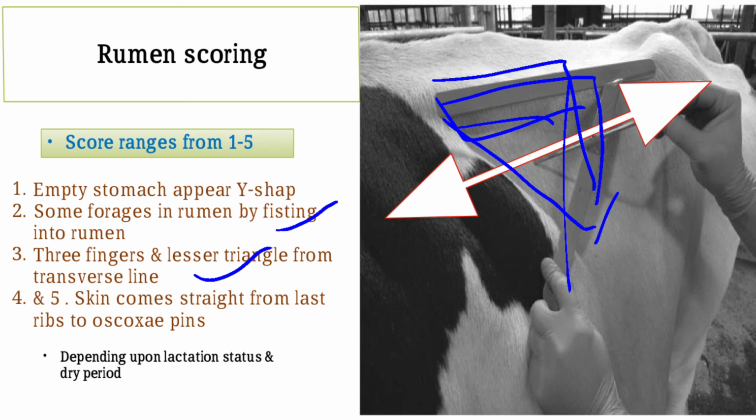While in 4 and 5, the skin comes straight from the last ribs to the ischium pins, as the arrow shows, and it depends upon the lactation state and dry period. Mostly rumen scores 5 and 4 occur in the dry period while she is pregnant, and the rumen content or the feeding is balanced very well.